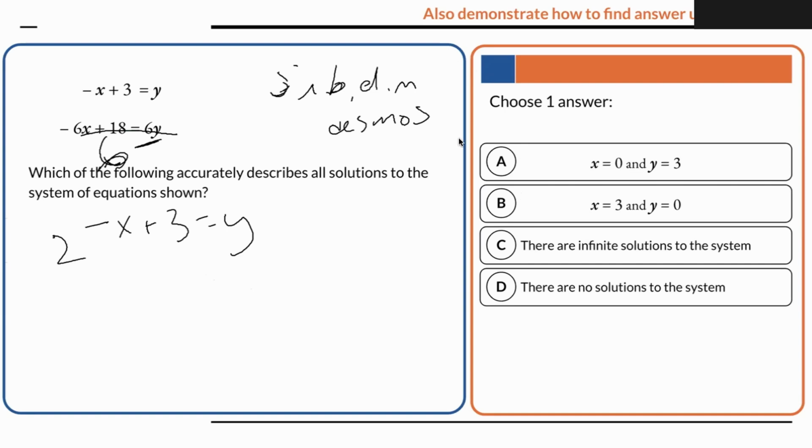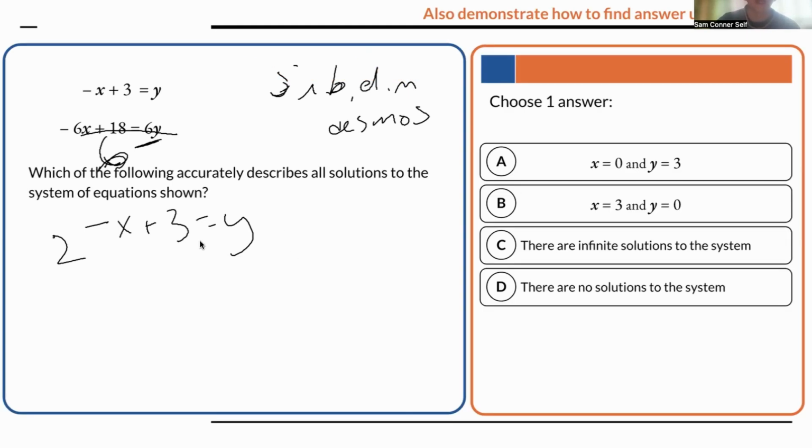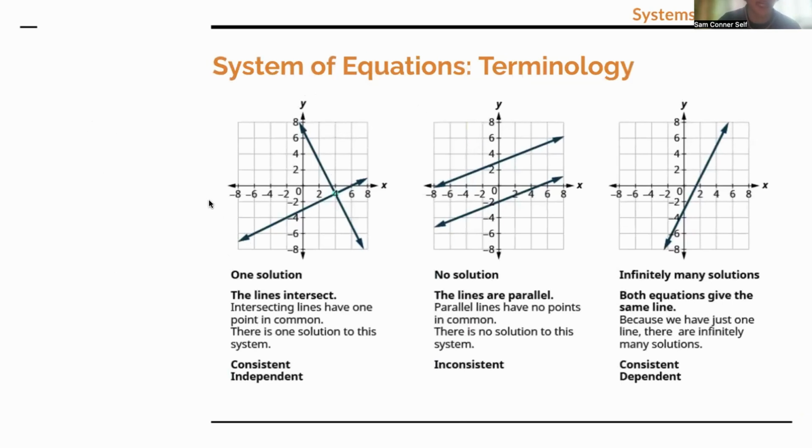I have a question. Why is it not A and B? So it's not A and B because, I think you joined a little bit late, but we talked about that. With systems of equations, you can get three kinds of solutions, and it's essentially where they intersect. One solution is if the lines intersect only once. No solution is if they're parallel, and infinitely many solutions is if they're the same line.